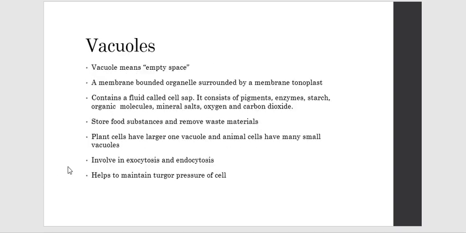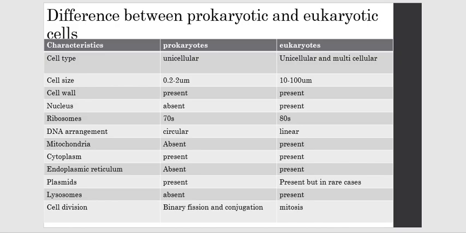Vacuoles mean empty space. They contain enzymes, starch, organic molecules and different substances like this. They can store food substances, and they can also remove waste materials. Plant cells have only one large vacuole which is present in the center of the cell, and animal cells have numerous vacuoles present in the cytoplasm. They are involved in exocytosis and endocytosis, and they maintain the turgor pressure of the cell.